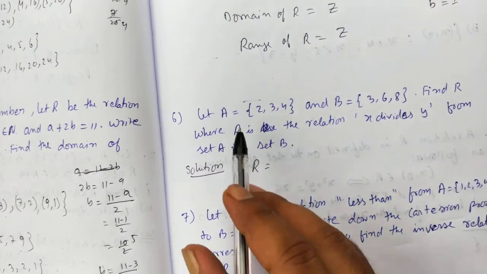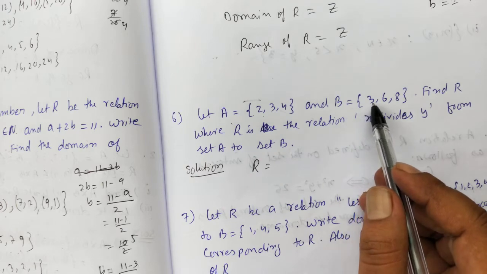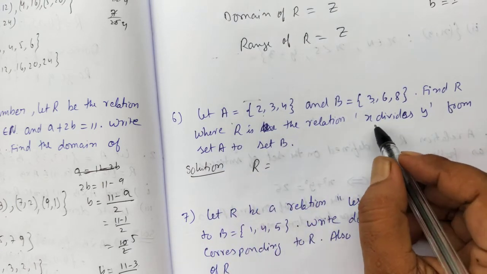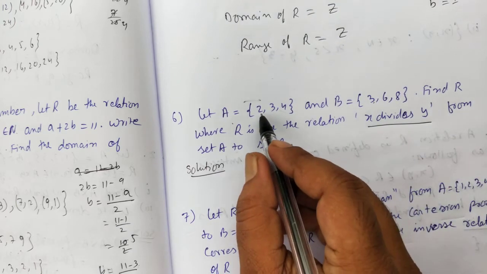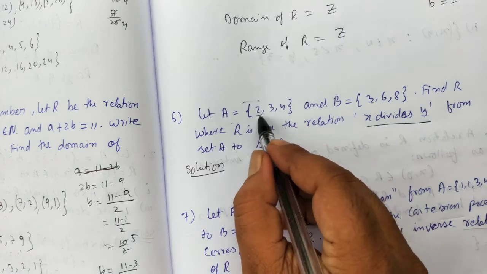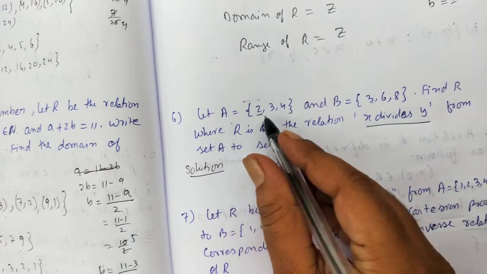Let's go to question number 6. A is given as {2, 3, 4} and B is given as {3, 6, 8}. Find a relation R such that X divides Y. The first number must be able to divide the second number. So 2 can divide which number? 6. So (2, 6). 2 can divide 8.